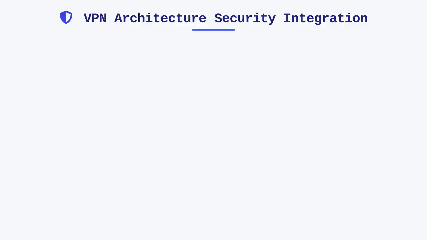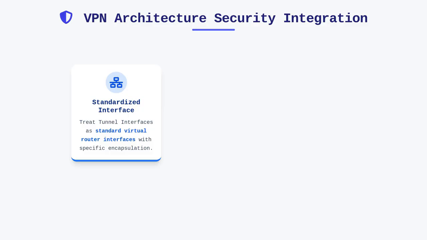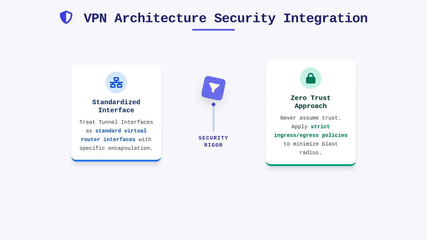When designing these architectures, you should always treat the tunnel interface as just another interface on your virtual router, albeit one with specific encapsulation requirements. By applying standard firewall policies to these tunnel interfaces, you retain the ability to apply the same security rigor to encrypted traffic that you apply to traffic originating from your local physical ports. You should never assume that because traffic is coming from a VPN tunnel, it is inherently trusted, as the tunnel simply provides a way to transport insecure data across a public medium.